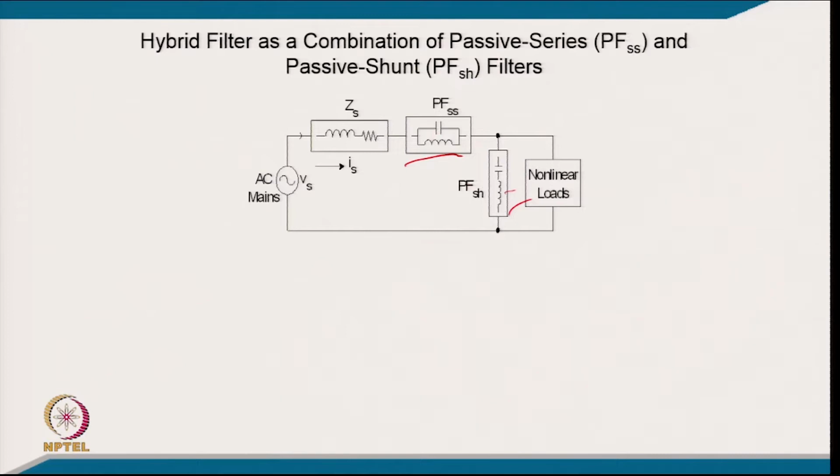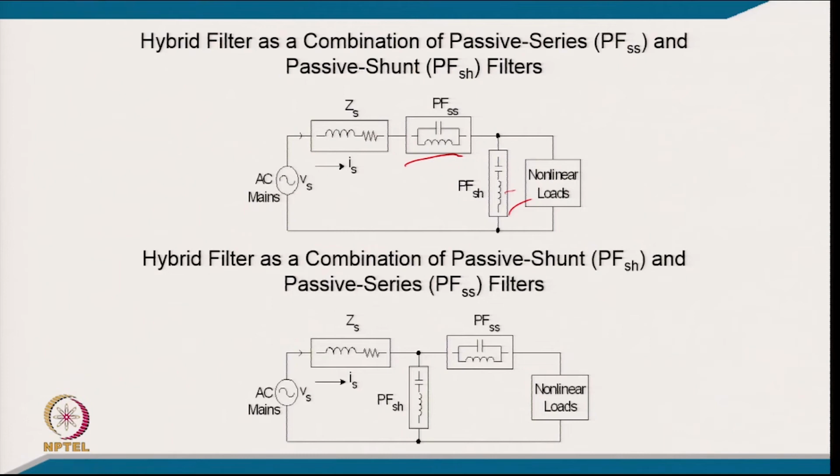But what is the drawback of the shunt filter? It can have a resonance with the supply system. So, this passive series filter can block the resonance if there is a tendency of the shunt filter to resonate. This comes out to be quite a good hybrid combination of passive filters.